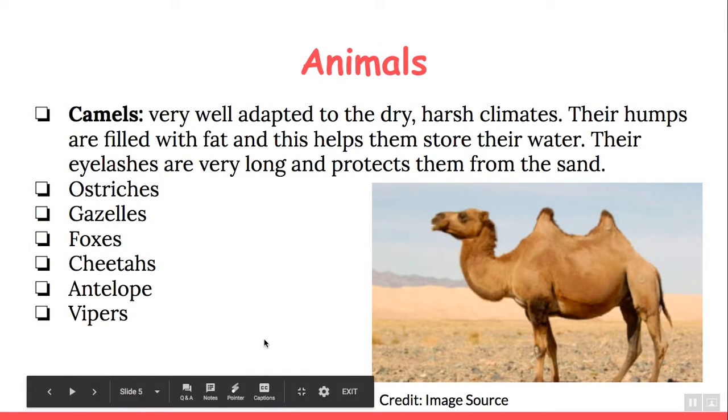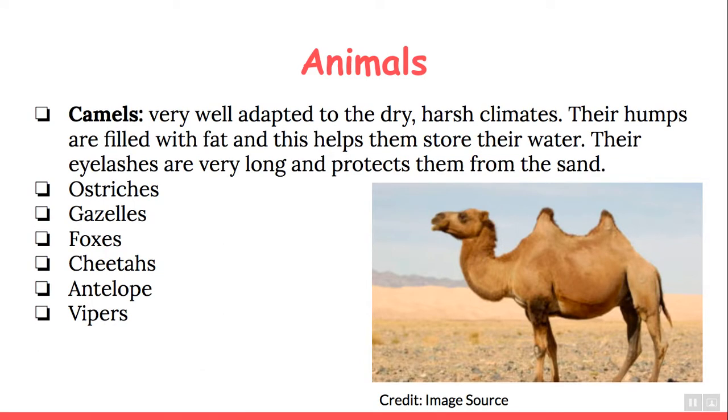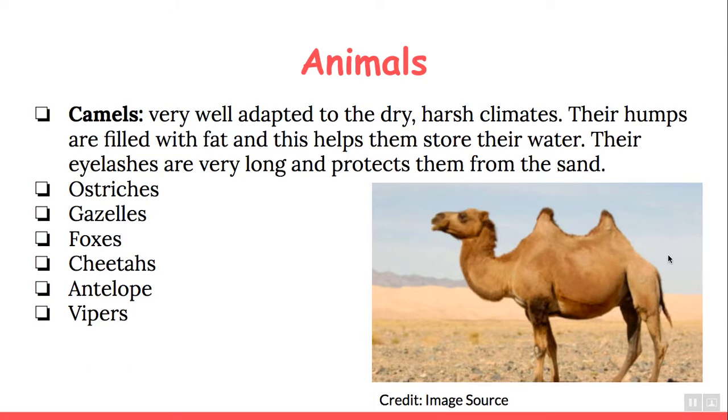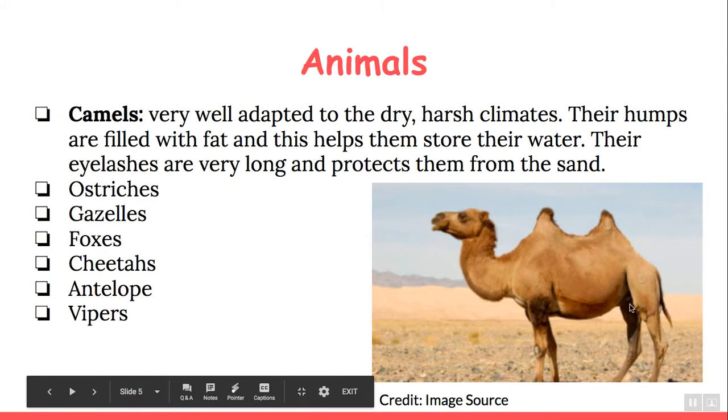Okay, so the animals. This is the part you probably were waiting for. The one I want to talk about is camels. Camels are well adapted to the dry, harsh climates. Note their humps. Their humps are filled with fat, and this helps them store their water. And something interesting that I think you would like to know, their eyelashes are very long, and they protect their eyes from the sand. So this animal is very well adapted to this climate and this weather condition.